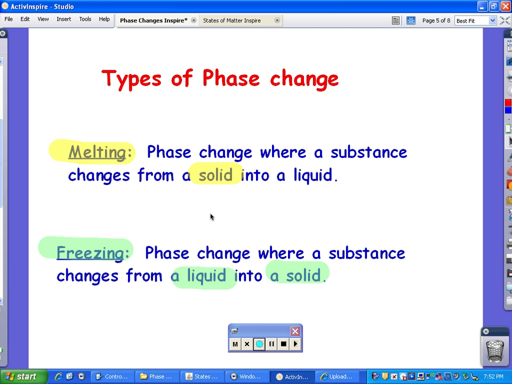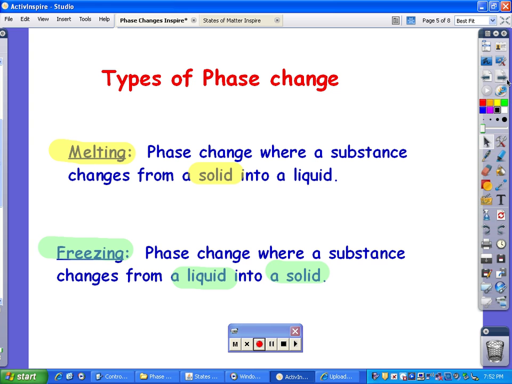Freezing: a phase change where a substance changes from a liquid to a solid. Again, I assume you know this one. Pretty easy.